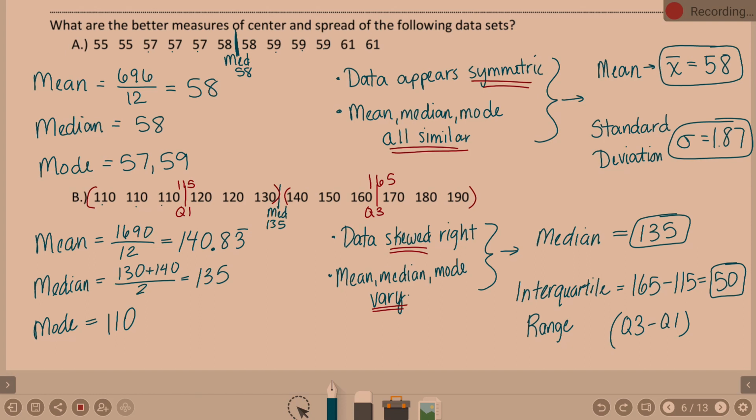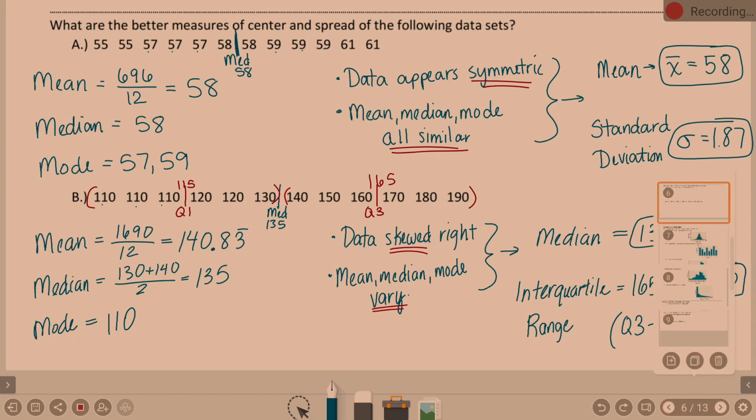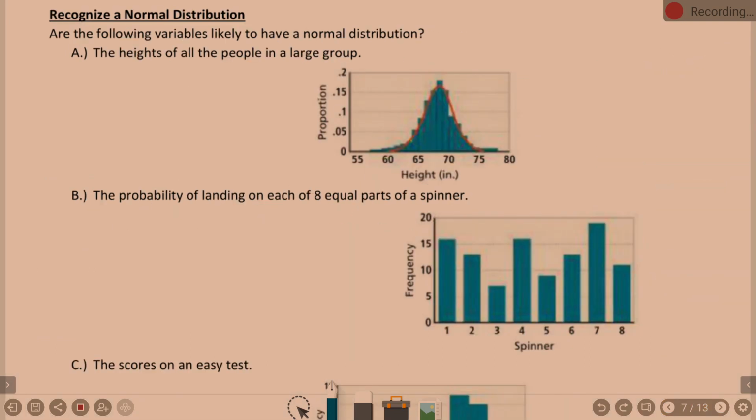Okay. As we go to the next page, in the previous page we were looking at the numbers, looking at the data. This is now more looking at the pictures. It's already set up as a graph. And are these following variables likely to have a normal distribution?